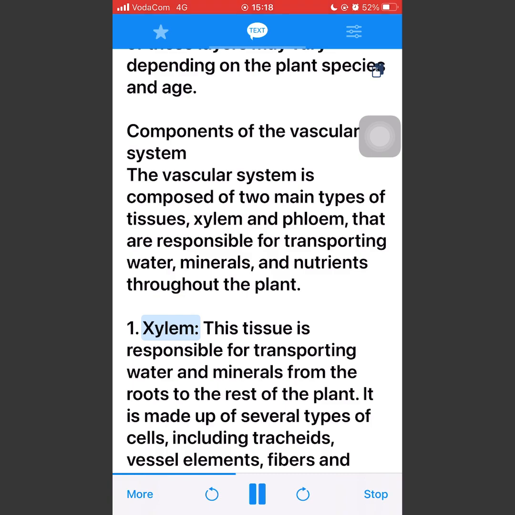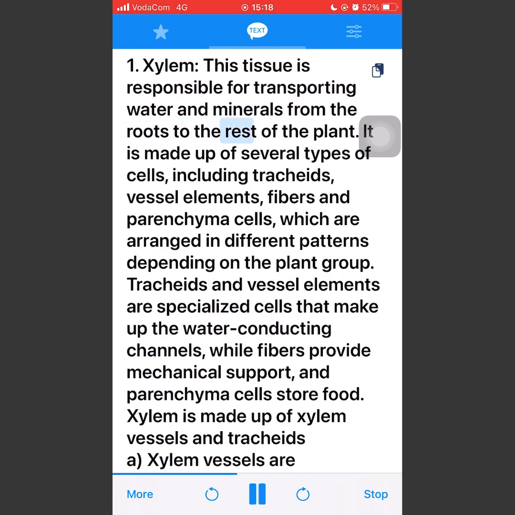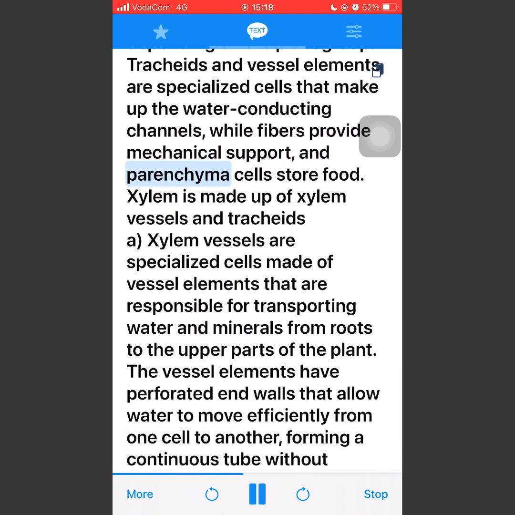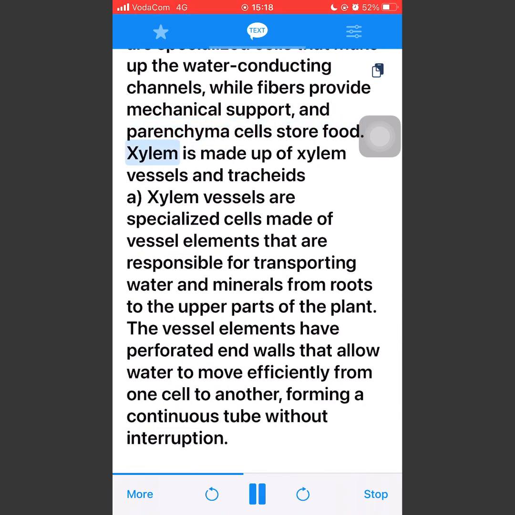1. Xylem, this tissue is responsible for transporting water and minerals from the roots to the rest of the plant. It is made up of several types of cells, including tracheids, vessel elements, fibers and parenchyma cells, which are arranged in different patterns depending on the plant group. Tracheids and vessel elements are specialized cells that make up the water-conducting channels, while fibers provide mechanical support, and parenchyma cells store food. Xylem is made up of xylem vessels and tracheids.